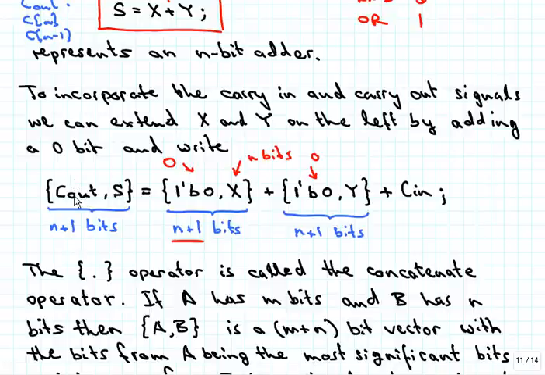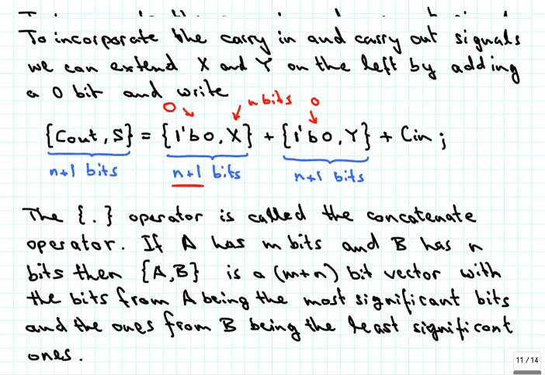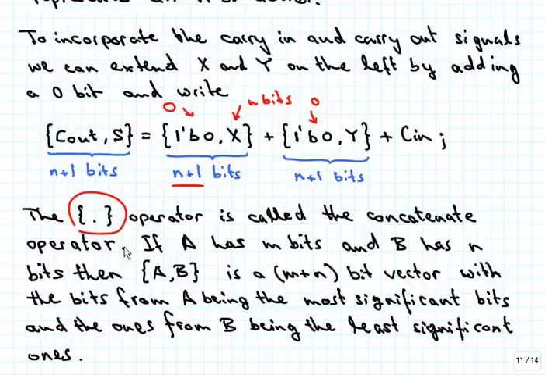And the operator here that we have been using, the curly brackets, is called the concatenate operator because it allows us to take several bits or vectors together and make larger vectors. So we could, for example, concatenate two 8-bit quantities and make a 16-bit quantity by using this concatenation operator. So if A has m bits and B has n bits, then the concatenation of A, comma B gives an m plus n bit vector with the bits from A being the most significant bits and the ones from B being the least significant ones.